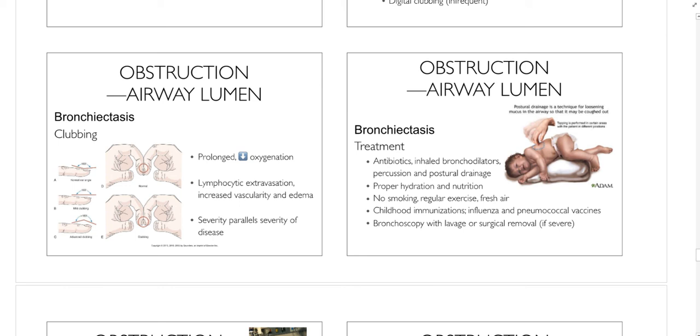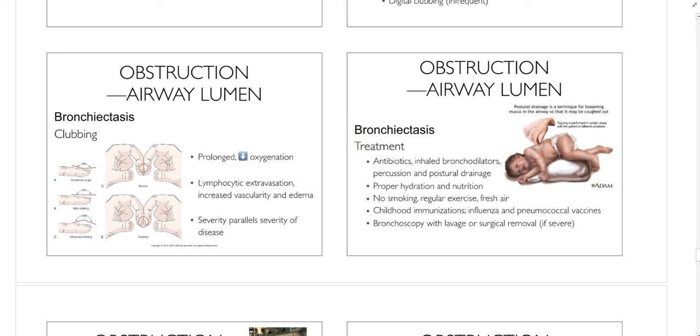There's lymphocytic extravasation, so kind of like destruction to the lymphocytes area, and increased vascularity and edema. So a lot of what we're seeing with the clubbing itself is due to fluid accumulation within the distal tips of the fingers. And the severity of this parallels the severity of the disease, whatever respiratory disease they have that is associated with this. So if they have this advanced clubbing, as we can see here, then we're looking at someone who's got very pronounced lung disease.